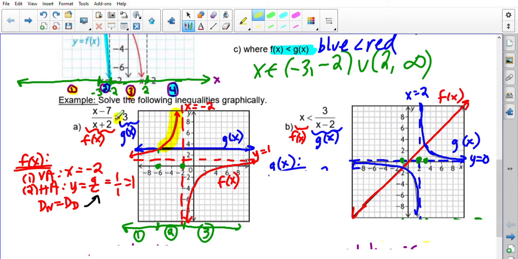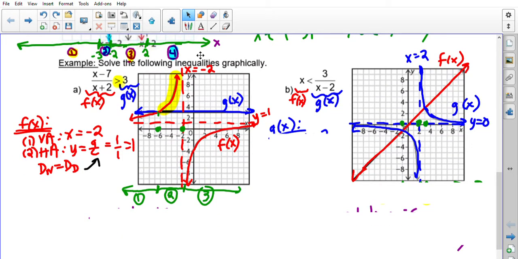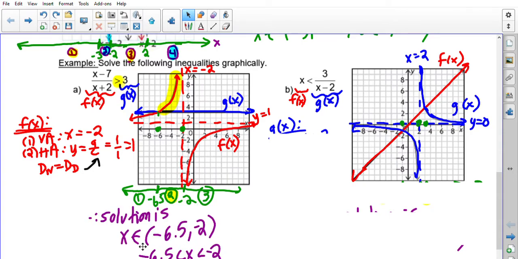So that means that there is actually only one interval that represents the solution here. There's only one set range of values, and that is interval number 2, which is from negative 6.5 to negative 2. And that is the only solution here. So negative 6.5 to negative 2.